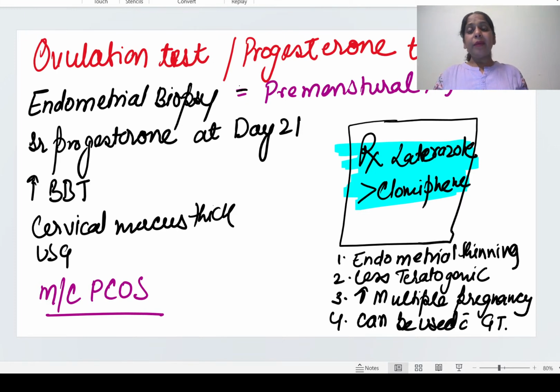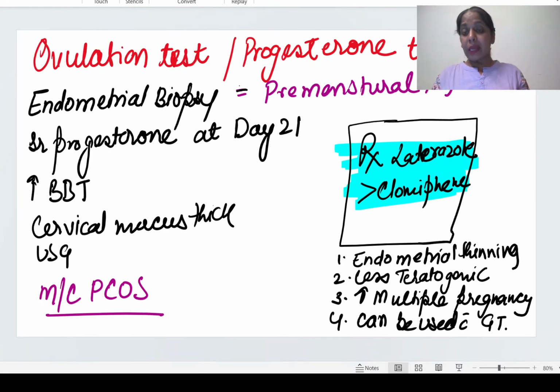Serum progesterone is checked at day 21, because at day 21 the serum progesterone is maximum. This question can come in another form also: when is the serum progesterone maximum? It is maximum at day 21.